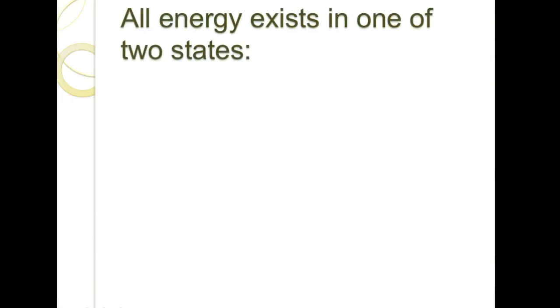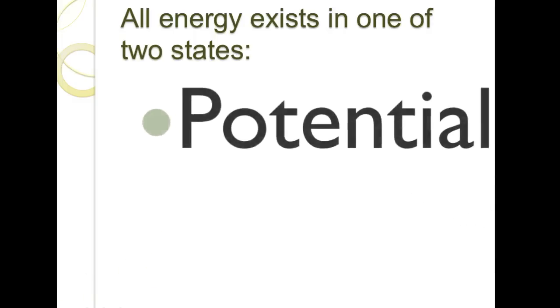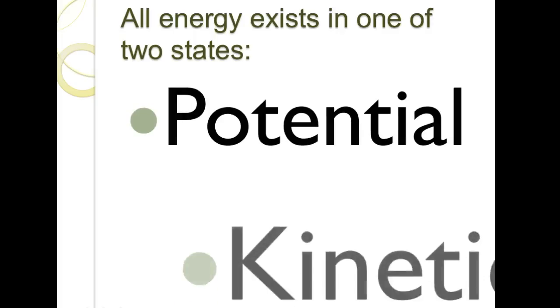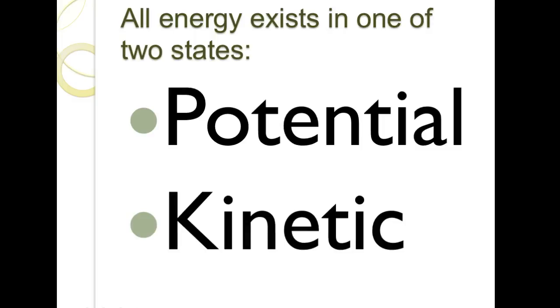So no matter what kind of energy it is, electric energy or heat energy, it all can be described as being in one of these 2 states. You might have heard of them. It can either be described as potential or kinetic. Now we're going to talk about each of these, but go ahead in your notes and write this down. All energy exists in one of 2 states, either potential or kinetic.